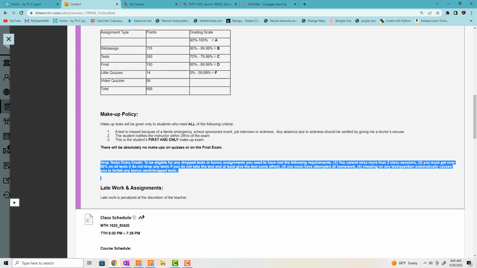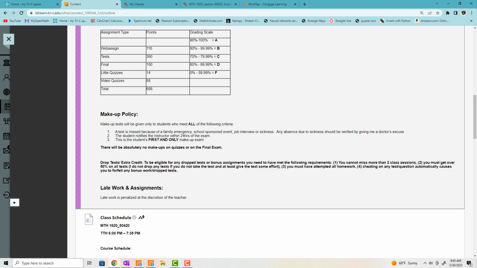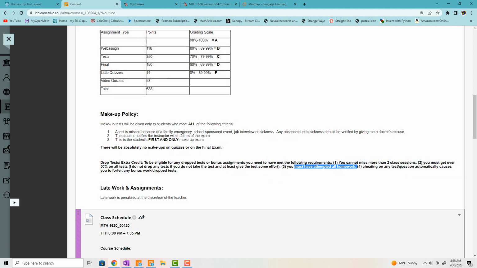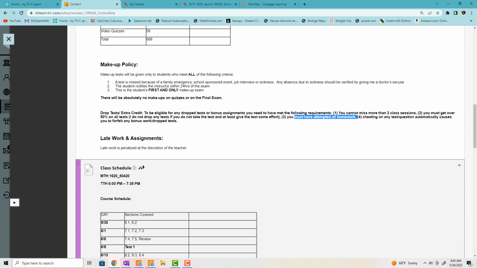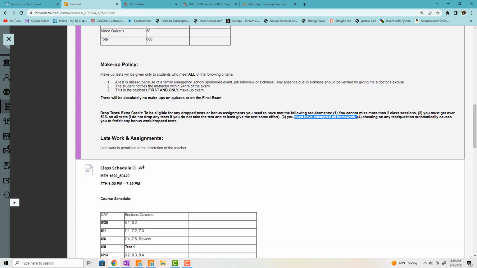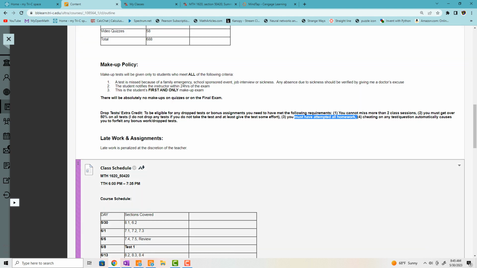You have to try all your homework. You can't miss more than 2 class sections. And honestly, because we do so much work, you shouldn't really miss any classes. And of course, cheating in any way will automatically forfeit any of that. So you won't be able to get any help whatsoever. And you have to have attempted all the homework as well. So you can't say, well, I'm not going to do any homework and he'll drop a test or something and I'll be okay. No, you got to do your homework in this class.